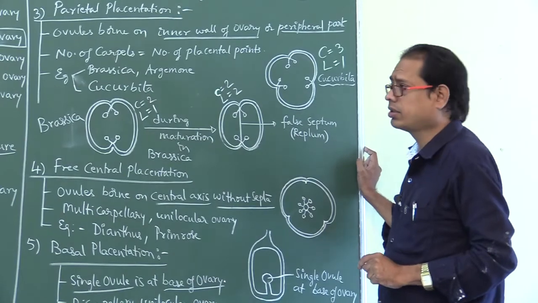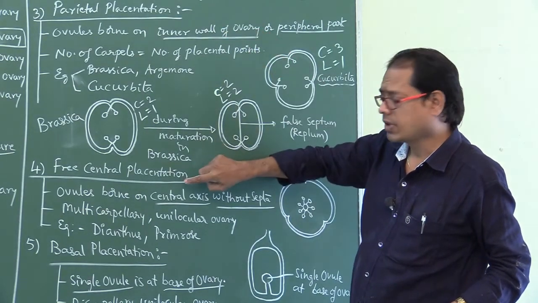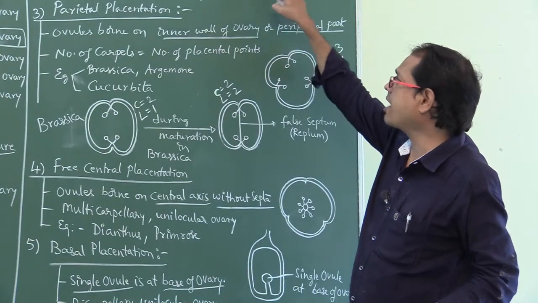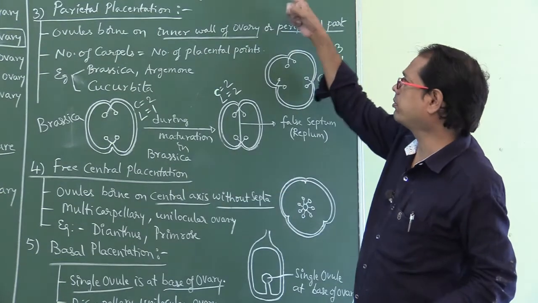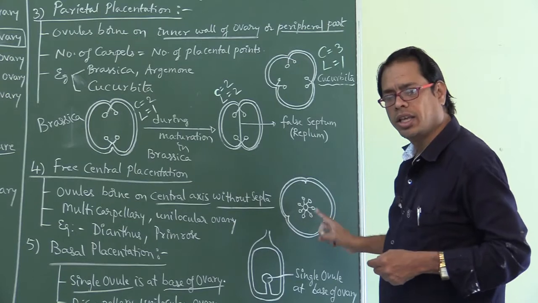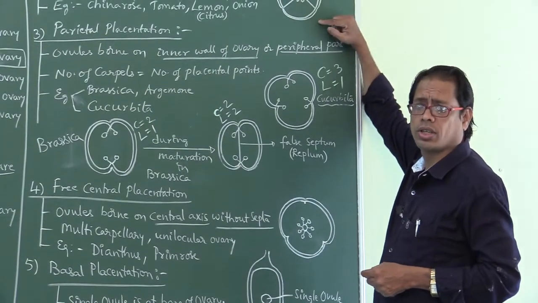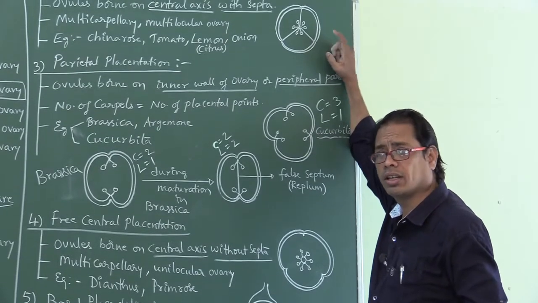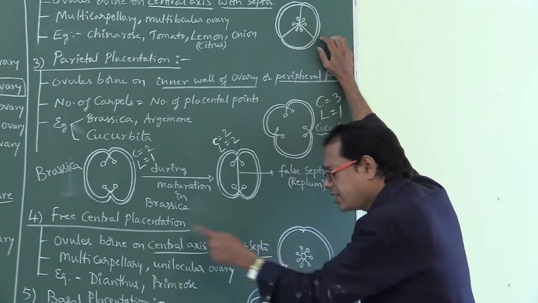Degeneration of septa. So axial placentation differs from free central placentation in having septa. Free central placentation differs from axial placentation in lacking septa. Here no septa, here septa. That is the difference. Presence of septa is found in axial, absence of septa is found in free central.